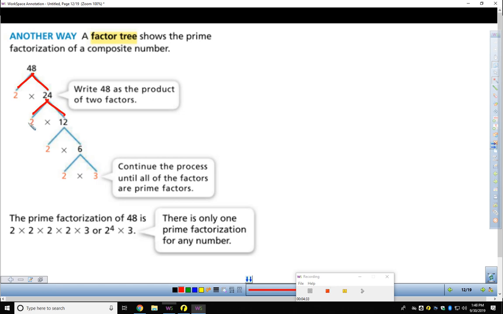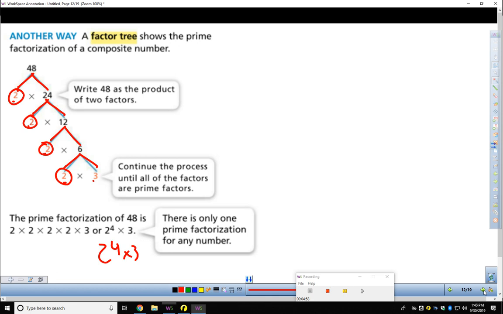2 is prime, so I leave that alone. 12 gets split into 2 and 6. 2 is prime, so I split the 6. And I continue until I'm only left with prime numbers at the end of my tree, at the end of my limbs, if you will, if we get that tree metaphor. So you'll notice there's 1, 2, 3, 4 2's times a 3. Similar idea.